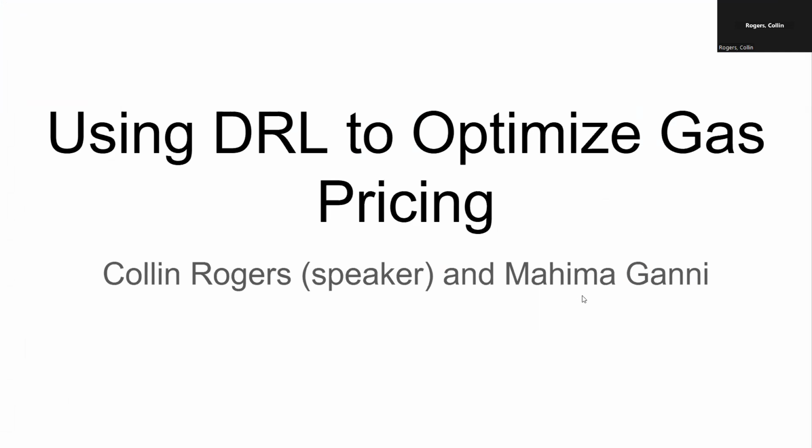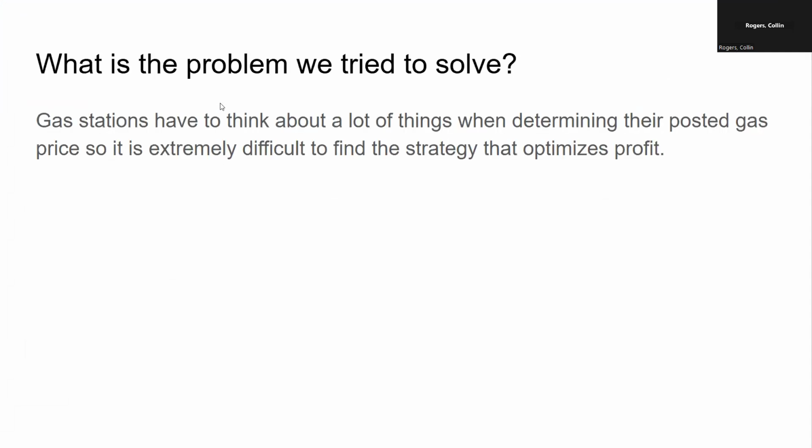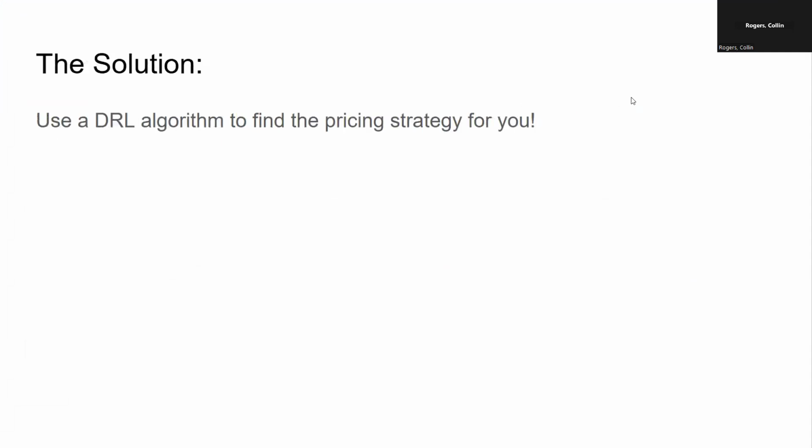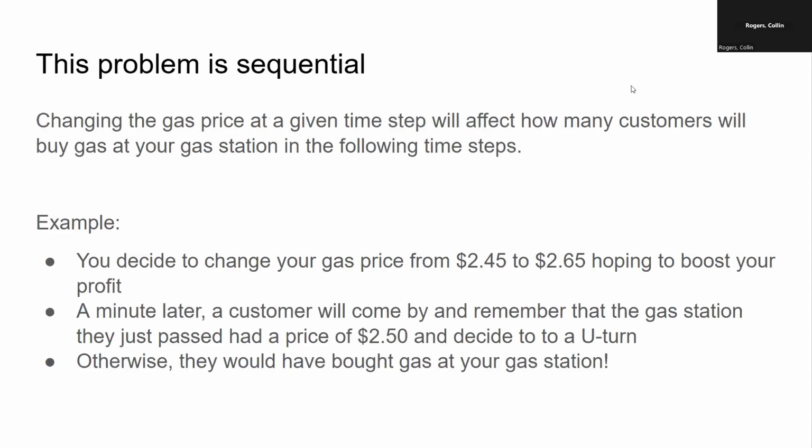My project partner is Mahima Ganni, and we used deep reinforcement learning to try to optimize gas pricing for gas stations. So the problem we tried to solve here is that gas stations have to consider a lot of factors when it comes to determining their posted gas price and how it should change from hour to hour, minute to minute, day to day, and so on. So our proposed solution is that we use a deep reinforcement learning algorithm to find the optimal pricing strategy.